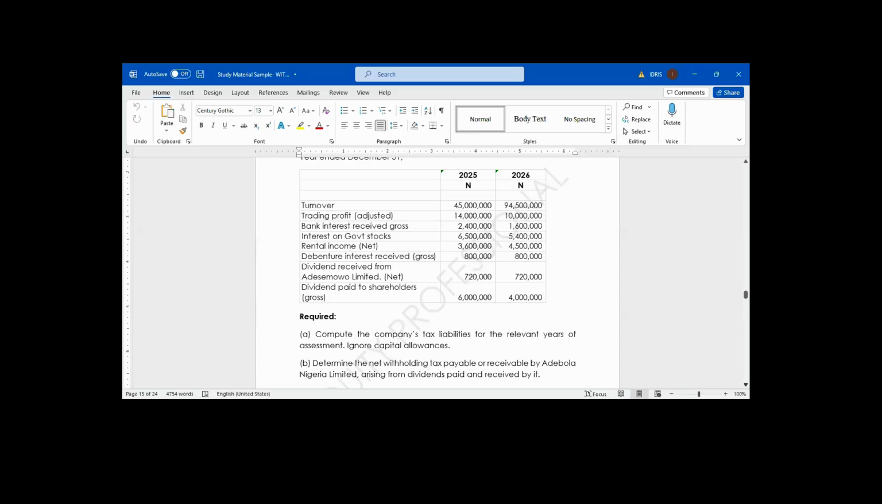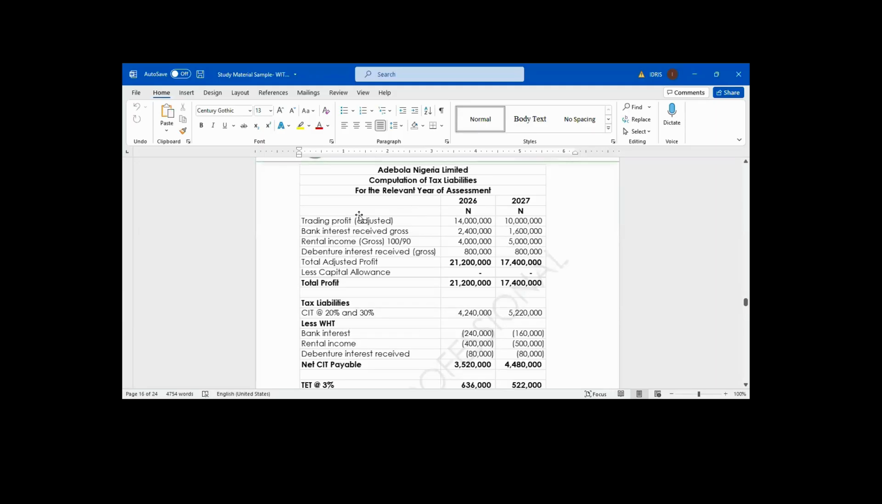What are the income in this question accrued to Adebola Limited? One of the income is adjusted profits for 2026 year of assessment, 14 million. For 2027 year of assessment, 10 million. You know, it's on preceding year basis now. The year end of 2025 is going to be 2026 year of assessment, while the year end of 2026 will be 2027 year of assessment. The heading, Adebola Nigeria Limited, computation of tax liability for the relevant year of assessment.